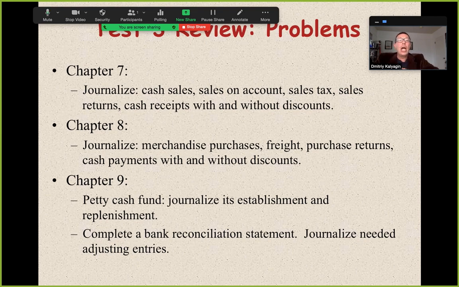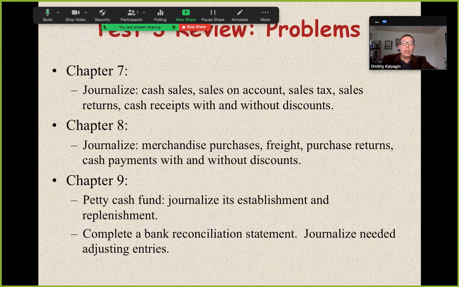In chapter 9, there are 2 main concepts you have to know for the problems. You have to know 2 journal transactions for the petty cash fund. You will be asked to journalize the establishment of the petty cash fund, just debit petty cash, credit cash, and the replenishment or reimbursement of petty cash. You will debit different assets and expenses where you spent your petty cash money, and you will credit cash. All of this should be very familiar based on your homework. No surprises here. Just review your homework.